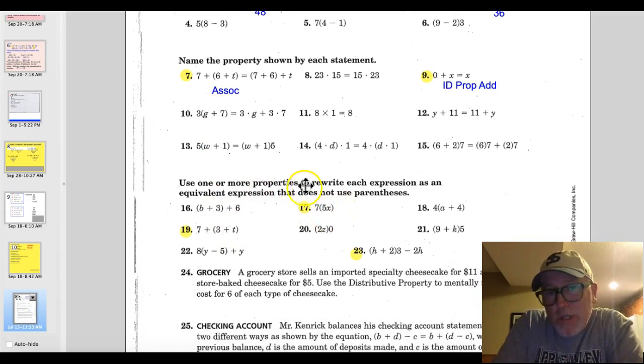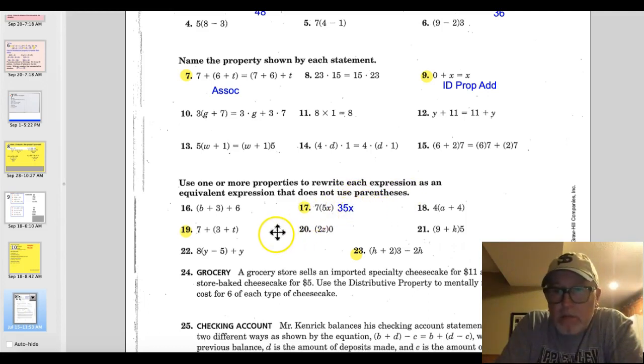In this section here, we want to use one or more properties to rewrite each expression as an equivalent expression that does not use parentheses. Well, I can just say 7 times 5 is 35, and it's really 35x because I just leave the x there. It's a little algebra there. We're going to be working on that in the fall. This one here, I can just group and do 7 plus 3 first, so I could really just say that's 10 plus t.